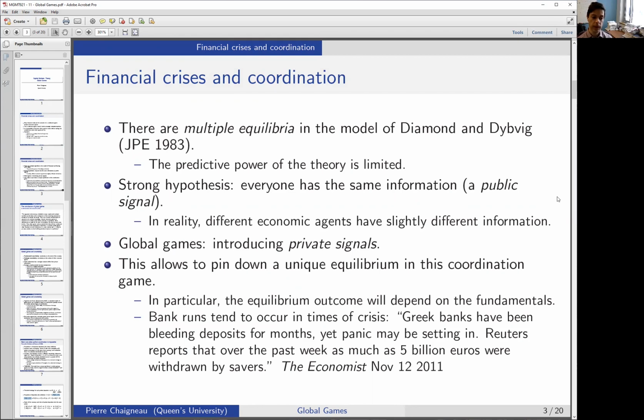And what's really quite interesting is that in this case, the equilibrium outcome will depend on fundamentals, so on economic fundamentals. This reflects the fact that in practice, bank runs do not occur randomly. According to the Diamond and Dybvig model, for all we know, if we switch from one equilibrium to the next, that could be completely random. But in practice, of course, bank runs tend to occur in times of crisis. For example, during the Eurozone sovereign debt crisis in 2011, Greek banks were hit when fundamentals deteriorated.